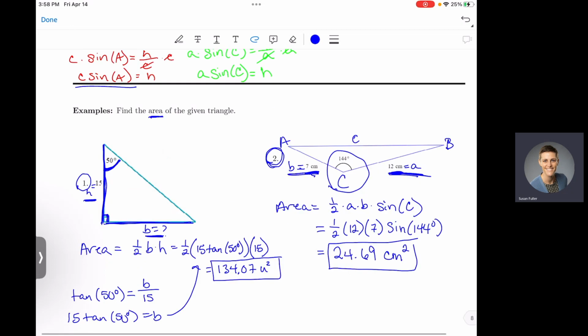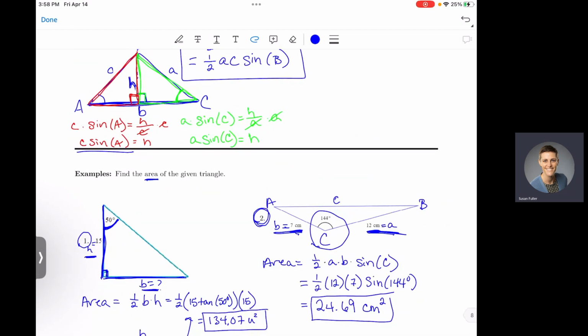All right, so that's the area formula. I hope that was helpful for you for that last topic.